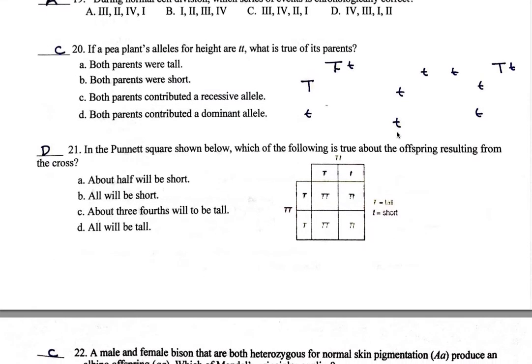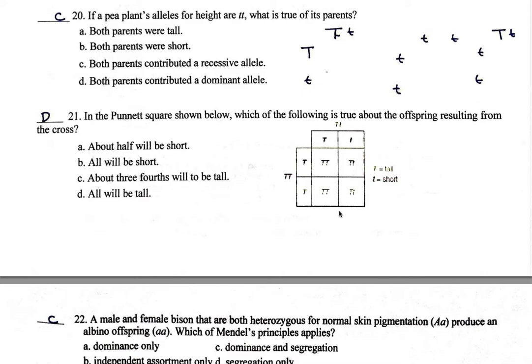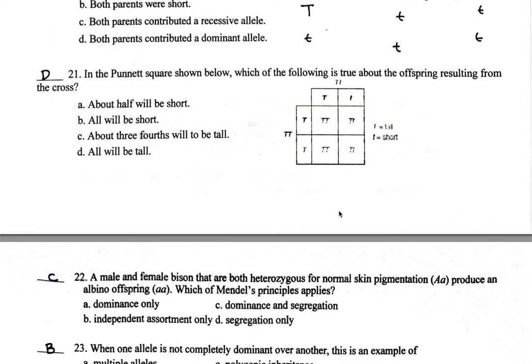Right, 21. In the Punnett square, which of the following are true of the offspring? All right, if you look here, all of them are going to be tall. Big T, big T, big T, little t. Remember, T is dominant. Tall is dominant.